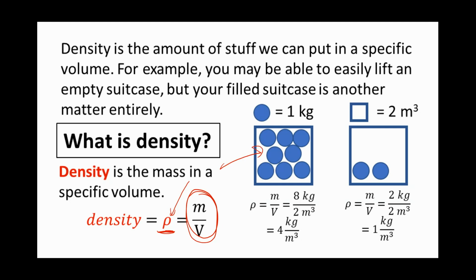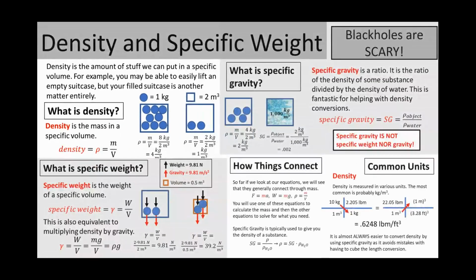So we have 8 of these, 1, 2, 3, 4, 5, 6, 7, 8, so 8 kilograms, and a volume of 2 meters cubed. So mass over volume. 8 kilograms divided by 2 meters cubed would be 4 kilograms per meter cubed. And this other one, even though it takes up the same volume, the same space, it's much less dense because there's a lot less in it. Empty suitcase versus filled suitcase. Don't ever forget that.